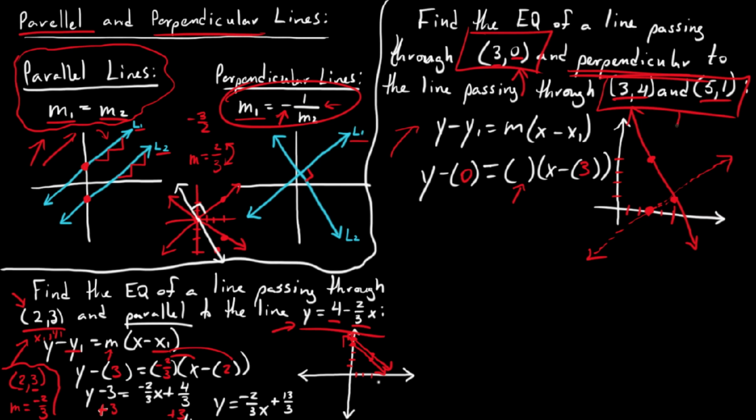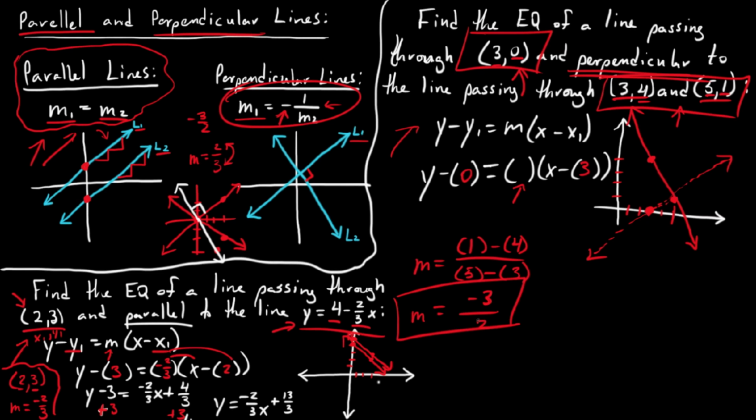So first things first, we're going to need to find the slope of this second line. Slope is rise over run, or difference in the y values over difference in the x values, or delta y over delta x. So 1 minus 4 on top, and there's where our negative is going to pop out, because 5 minus 3 on the bottom is positive, the top's negative. So we've got a slope of the second line being negative 3 over 2.